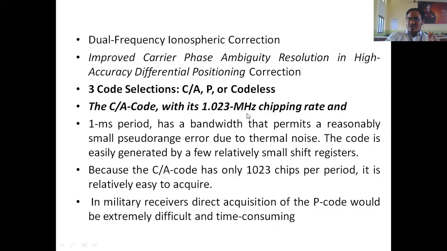The C/A code, with its 1.023 MHz chipping rate and 1 millisecond period, has a bandwidth that permits a reasonably small pseudo-range error due to thermal noise. This code is easily generated by a few relatively small shift registers. Of course, how is this code generated? Because there is a code generator, right? So this may be designed or generated with shift registers. And here the C/A code has only 1023 chips per period, so it is very easy to acquire. But in military receivers, direct acquisition of the P code would be extremely difficult and time consuming. That's why we are going for the P code, of course.